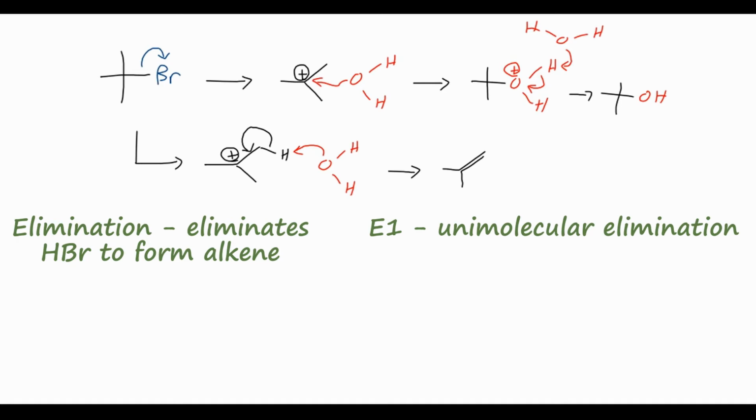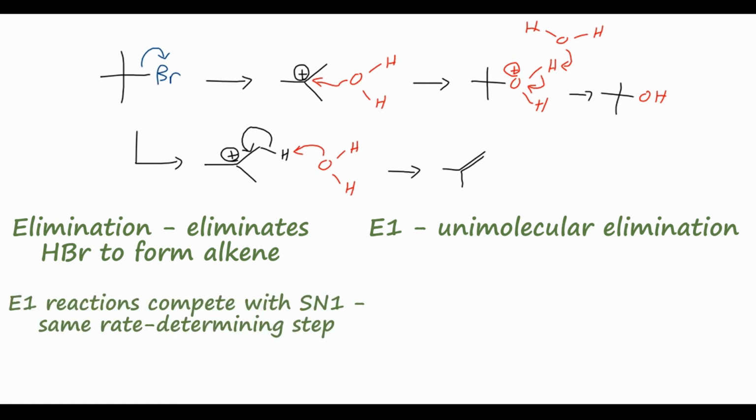So E1 stands for unimolecular elimination, just how we have SN1 that means unimolecular substitution. And the important thing to remember with E1 reactions is that they will always compete with SN1 reactions when possible. So we have the same rate determining step, like I said, that's the formation of the carbocation, and then after that carbocation forms, either the substitution or the elimination reactions can occur.